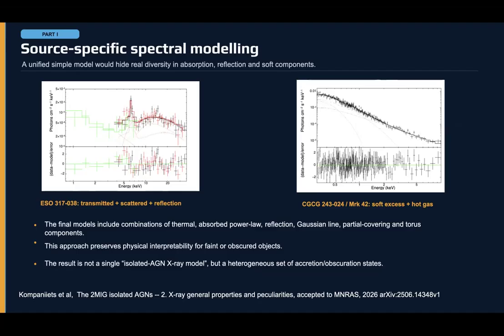So for each galaxy, we choose the best model to describe the physical features which we observe in this X-ray band. The final models include combinations of thermal, absorbed power law, and reflection. Some of them have the iron K-alpha emission line, and also partial covering and torus components.